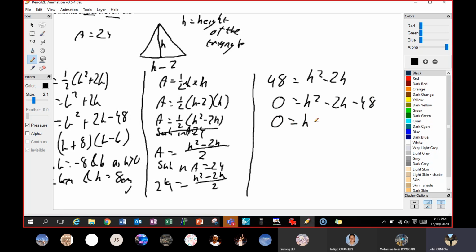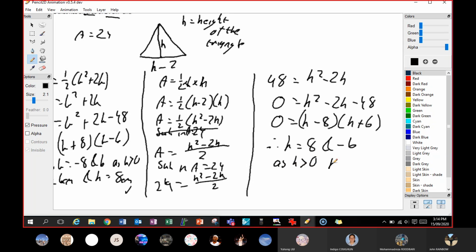0 equals h minus 8, h plus 6 would be my factors for this one. That gives me negative 48, and negative 8h plus 6h gives me negative 2h. I still got the h squared. So therefore, h equals 8 and negative 6. As h needs to be greater than 0, h equals 8. So the height is 8, and obviously the base is 8 minus 2, so the base equals 6. You can see that we still got the same answer, and that should be centimeters.